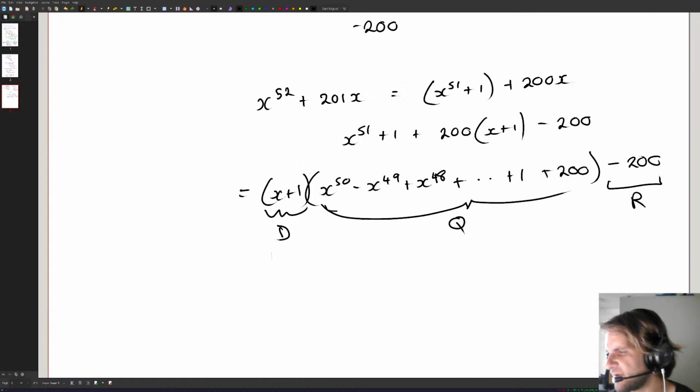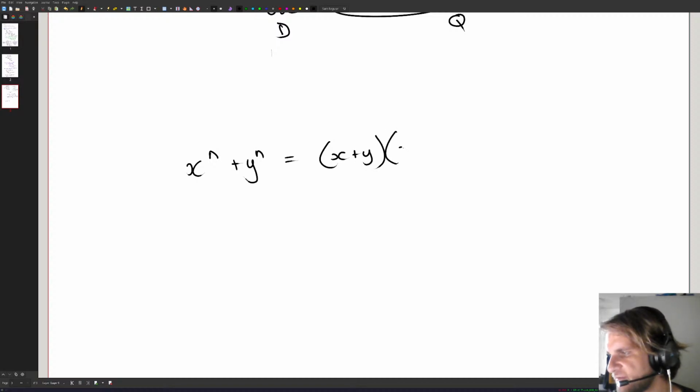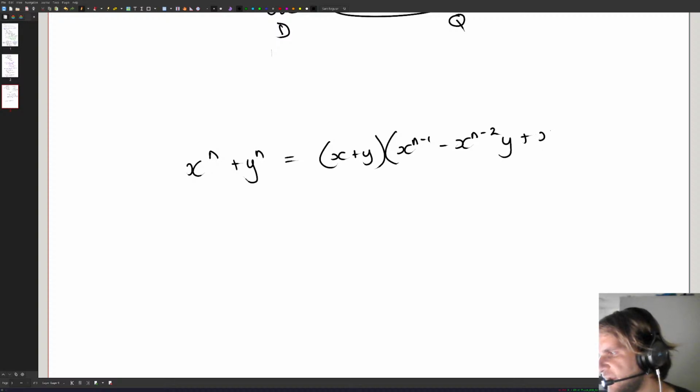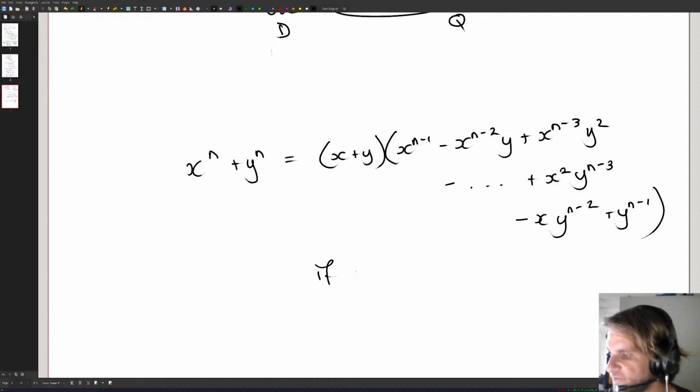This comes from the formula for sums of odd powers. So x to an odd power, let's call it n: x to the n plus y to the n is x plus y times x to the n minus 1, minus x to the n minus 2 times y, plus x to the n minus 3 times y squared, and so on, minus blah blah blah, plus x squared y to the n minus 3, minus x y to the n minus 2, plus y to the n minus 1, if n is odd.